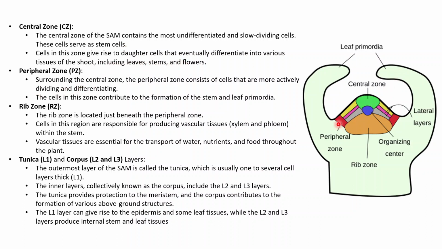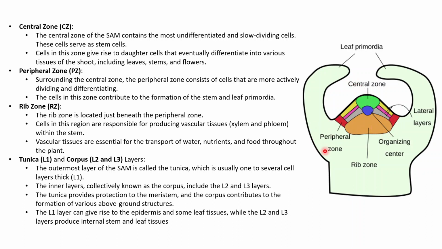Then we have the peripheral zone, these red zones on the periphery of the shoot apical meristem. Surrounding the central zone, the peripheral zone consists of cells that are more actively dividing and differentiating. So here the cells are more actively dividing and differentiating away from the stem cell niche like we have in the animals. The cells in this zone contribute to formation of the stem and leaf primordia. So the leaf primordia that we see here, cells from the peripheral zone form the leaf primordia and also constitute the stem of the plant.